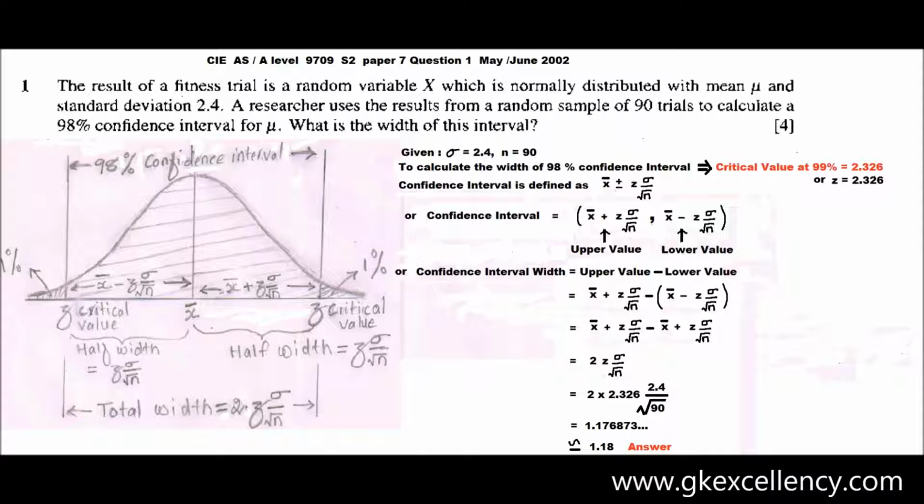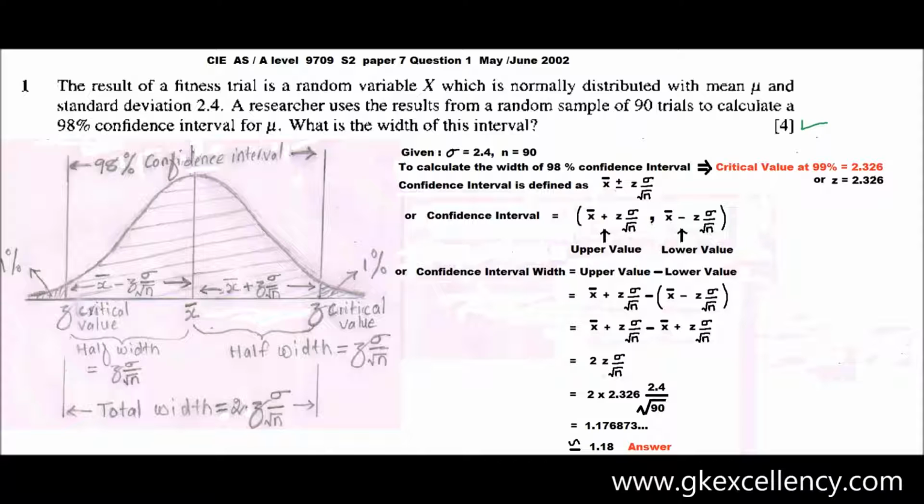The result of a fitness trial is a random variable x which is normally distributed with mean mu and standard deviation 2.4. A researcher uses the results from a random sample of 90 trials to calculate a 98% confidence interval for mu. What is the width of this interval? This question carries 4 marks.